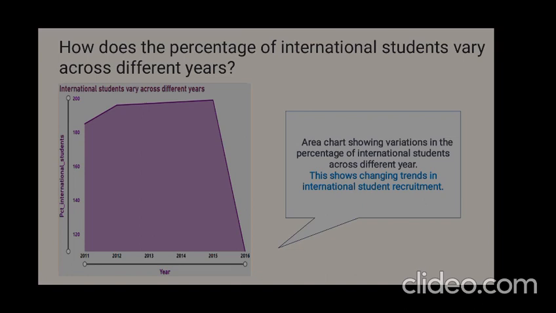Now, the next question is: how does the percentage of international students vary across different years? For this question, I use an area chart. Area chart showing the variation in the percentage of international students across different years. This shows the changing trend in international student recruitment.